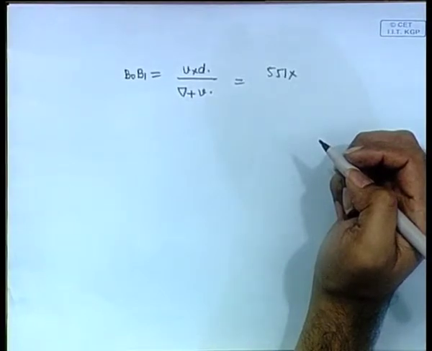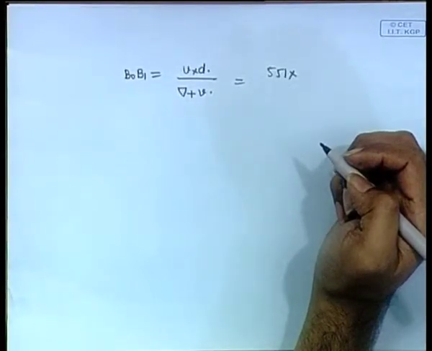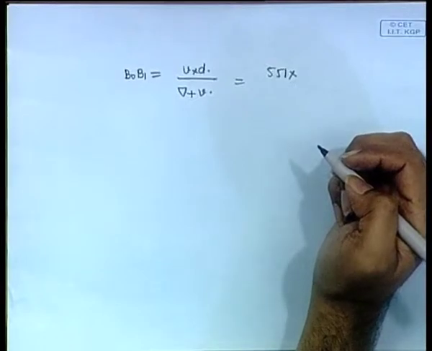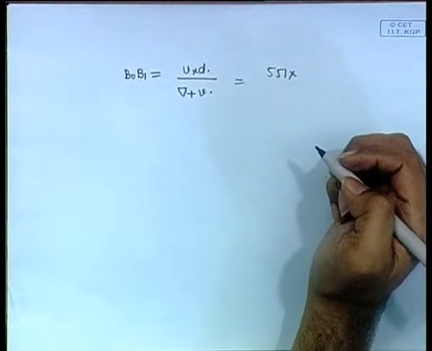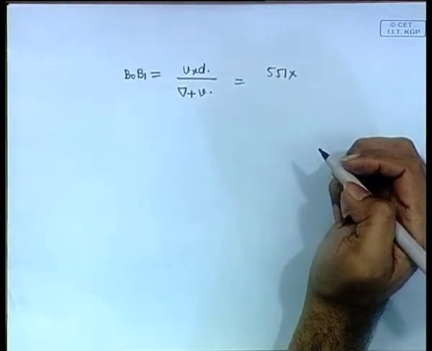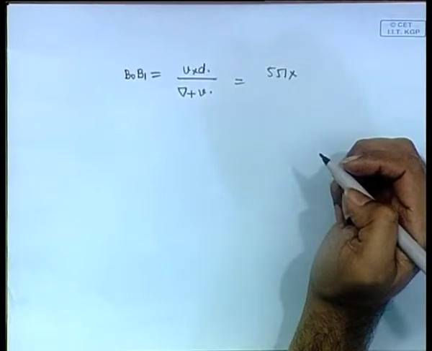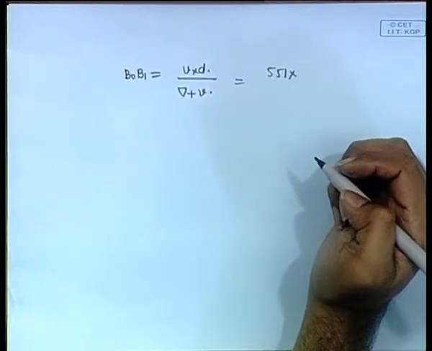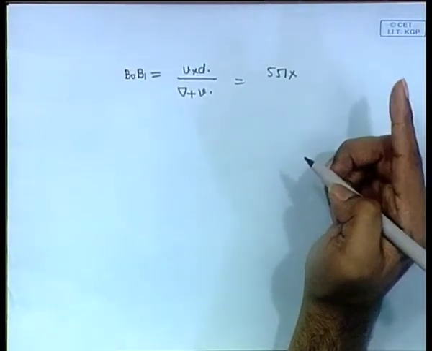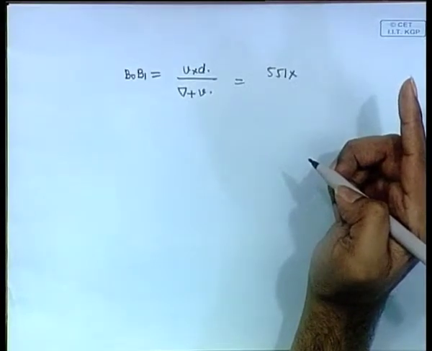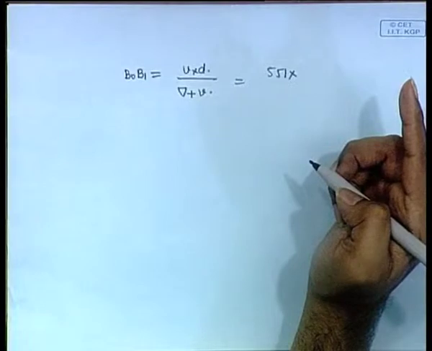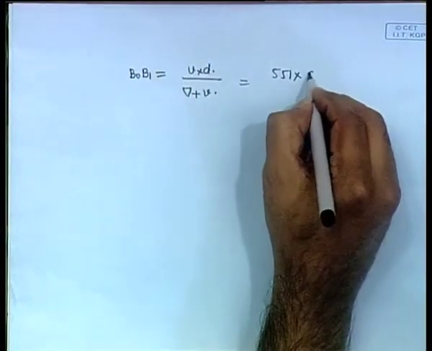How much is that? LCB is given, that is initial LCB is 90 meter forward of AP. We need to find V into D. D is the distance between LCB and F, right? 90 minus 82, yes, 8, correct.